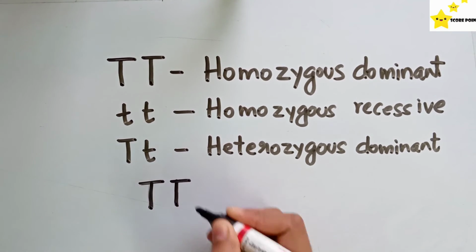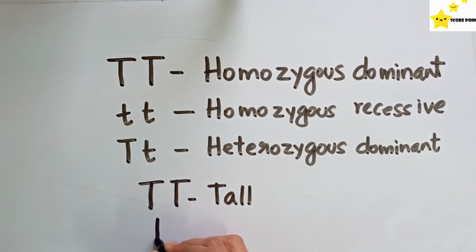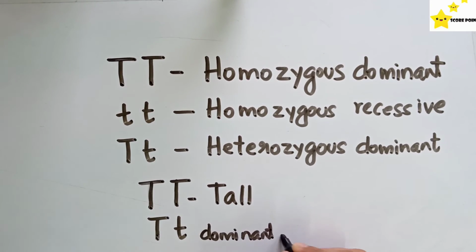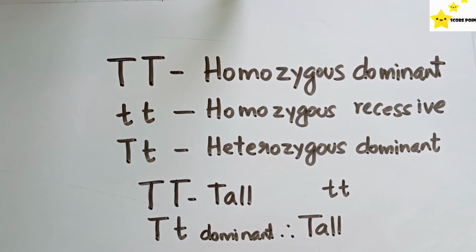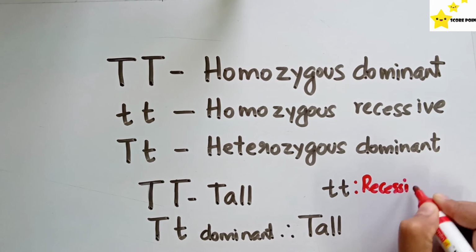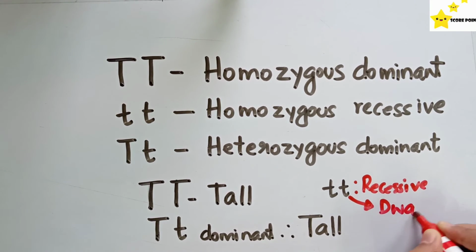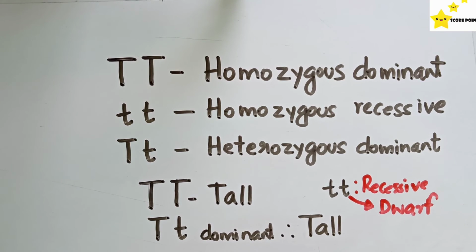When capital T and capital T, homozygous dominant condition, arise, it is tall. And when there is a capital T and a small t, since there is a presence of capital T, we can say that it is a dominant trait or tall condition. But if we do not find any dominant trait, the whole condition becomes recessive or dwarf. So if there is anything dominant like capital T, then the whole condition will become dominant. And if there is no dominant trait or capital T and everything is small, then it is recessive.